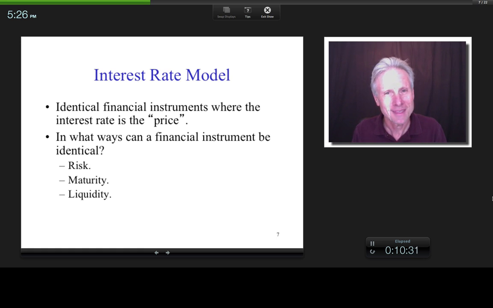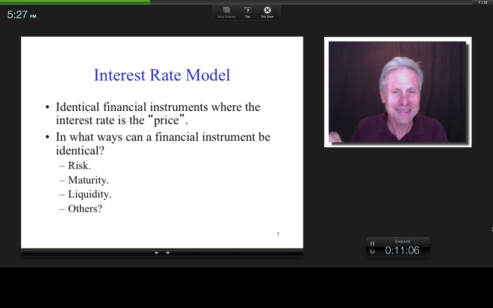Well, actually, isn't the interest rate an outcome of all of these things? Risk, maturity, and liquidity? It is, right? So we're not talking about identical interest rates, because the interest rate is the outcome of the various characteristics of the financial security. So we've got risk, we've got maturity, we've got liquidity. Maybe we can come up with some others, but the point is that if we're going to talk about this interest rate model and its impact on exchange rates, then of course we have to be talking about identical financial securities. And here are some characteristics in which they can be identical.